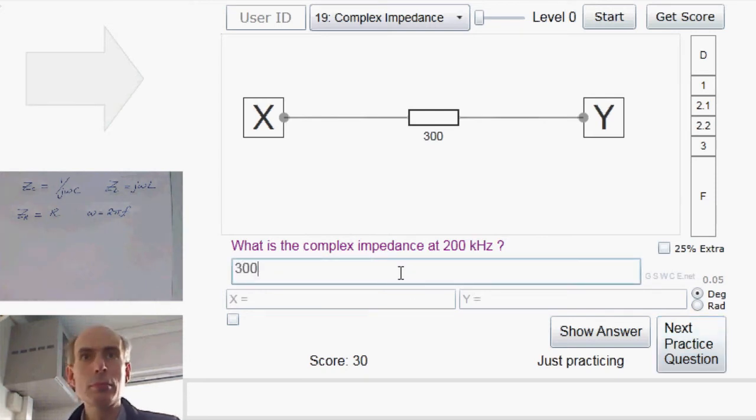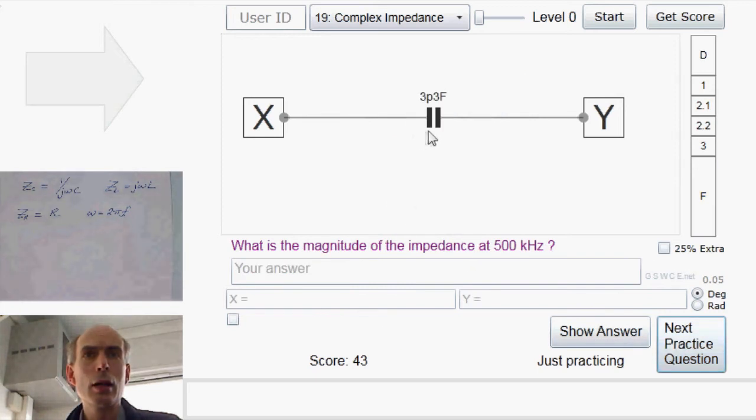Even easier, it's a resistor, so the complex impedance will be equal to the magnitude of the impedance, since it is real, and that is equal to the resistance, which is 300. A capacitor, again it's asking for the magnitude, so we don't have to worry about the phase angle, we can ignore the j term, and this would be just 1 divided by 2 times pi times the frequency, 500 kilohertz, times the capacitance, 3.3 picofarads.